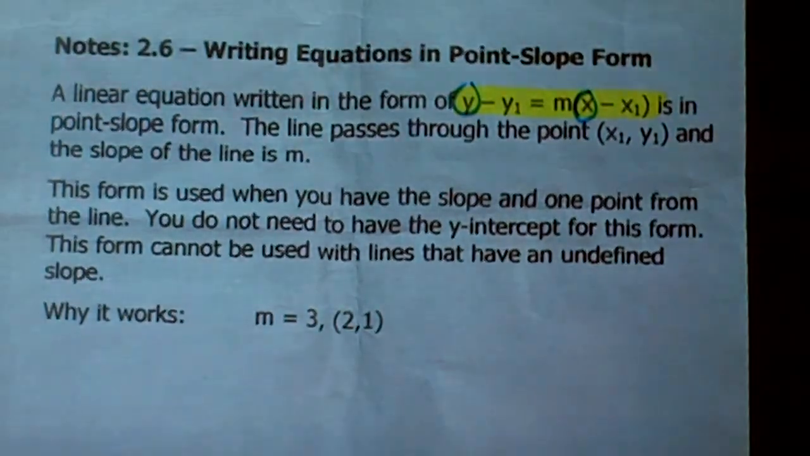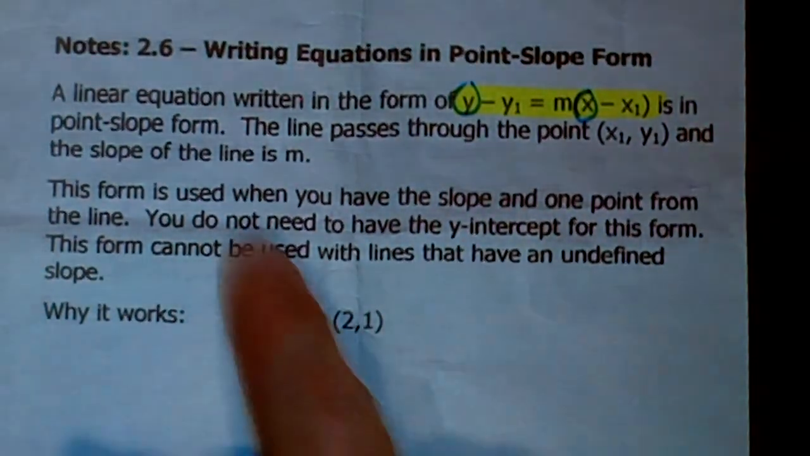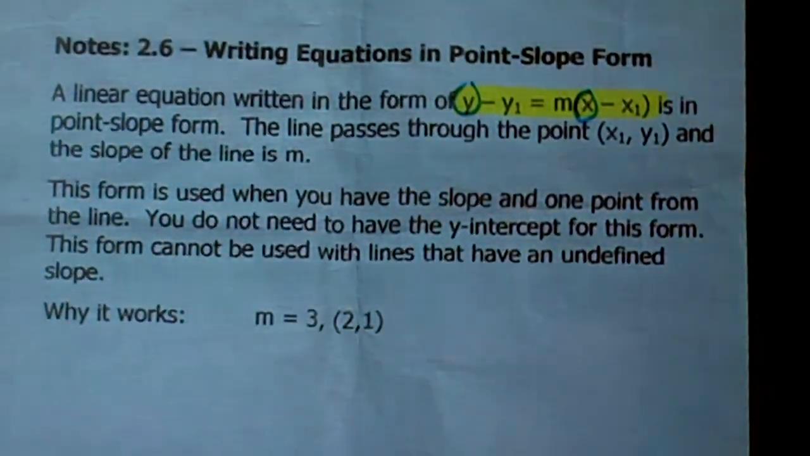I'm sure that makes perfect sense. Anyway, this form is used when you have a slope and one point. You don't need to have a y-intercept for this form. That's what's kind of nice, because you're not always given the y-intercept. You're not always given a graph to find it. So you can't use this form with lines that have an undefined slope. That's kind of the drawback. So each form that you've learned about has its own special quality of why it's better than the rest when using it for certain things. This one, it's great for when you're given a slope and a point.